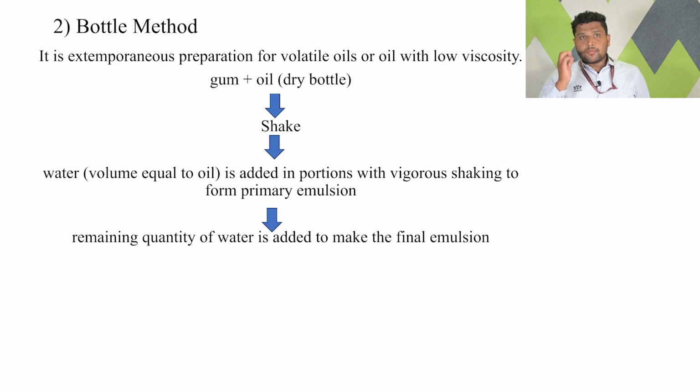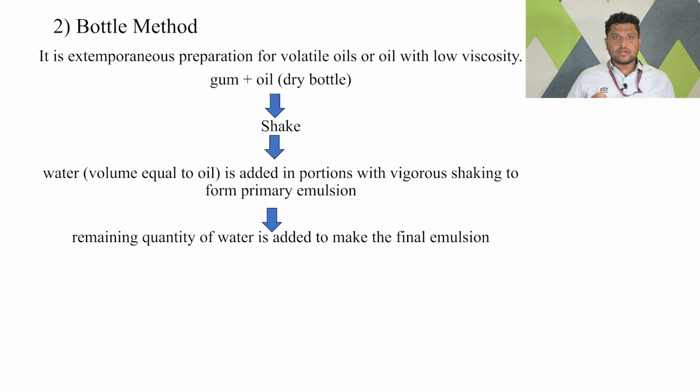The next method is the bottle method. In the bottle method, it is an extemporaneous preparation used especially for volatile oil or oil with low viscosity. Firstly, we have to add gum plus oil in a dry bottle. Then we have to shake it well. Then water volume equal to the oil is added in portions with vigorous shaking to form a primary emulsion. Whatever quantity of oil you took with the gum, the same quantity of water you have to take, and shake it vigorously to form a primary emulsion.